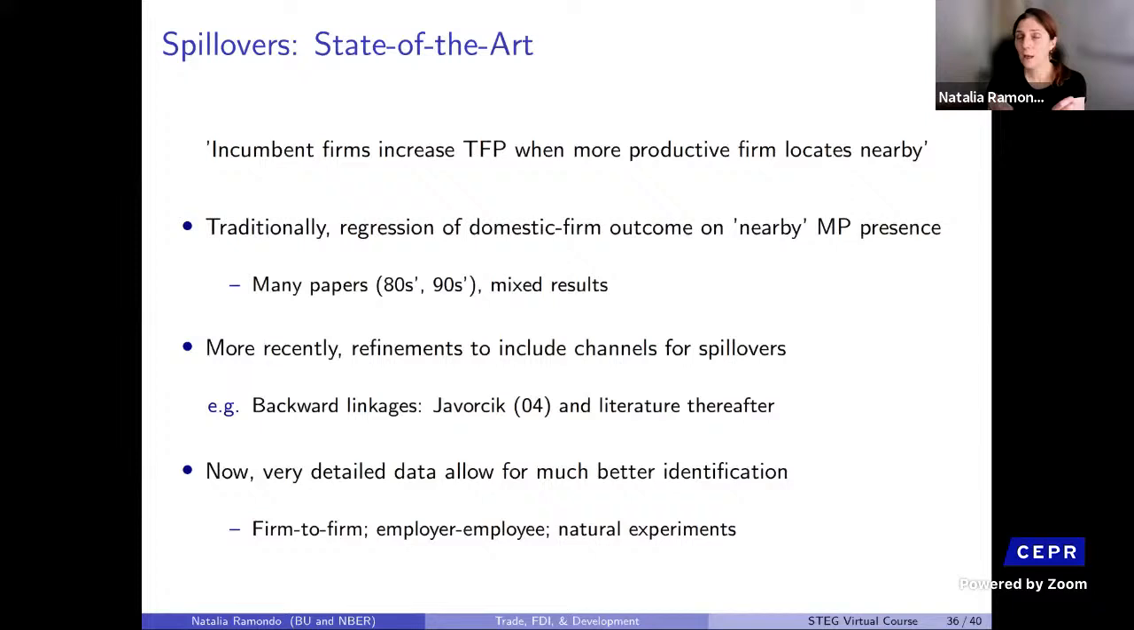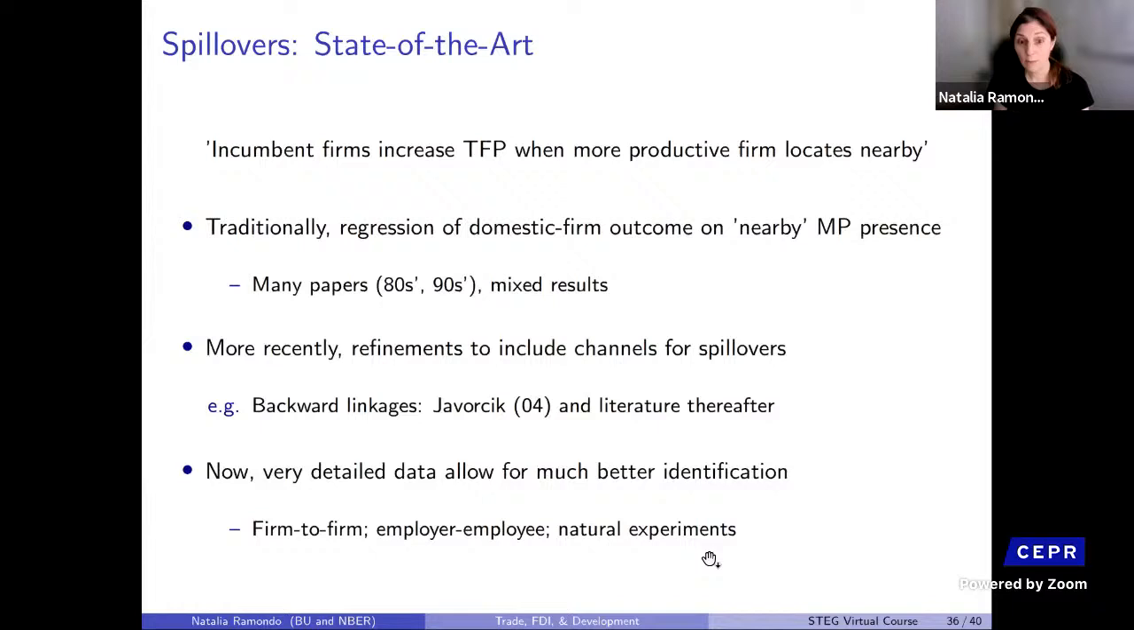For instance, backward linkages. Who are your suppliers? Instead of overall, let's just look at that particular channel. That is the Javorcik 2004 paper and a rich literature thereafter. Now, the state of the literature is that the data became so detailed that we can really identify channels really clearly. So we have firm to firm data because countries that have the VAT can have this type of data. We have employer-employee data, some very cleverly done natural experiments.